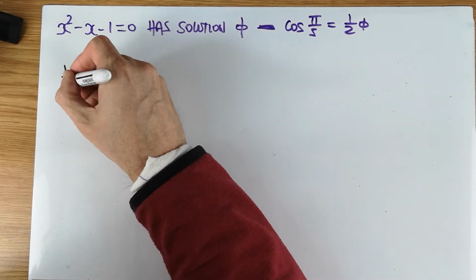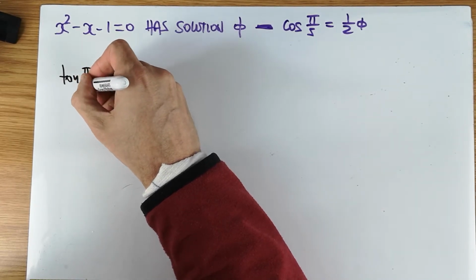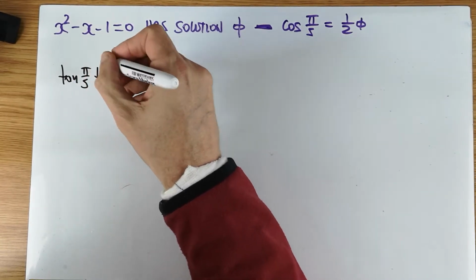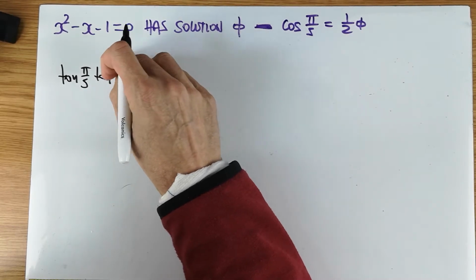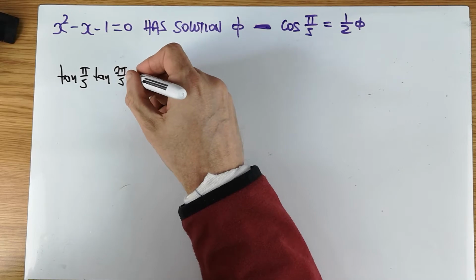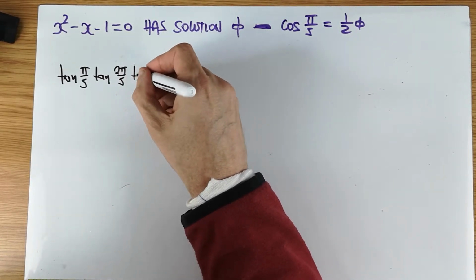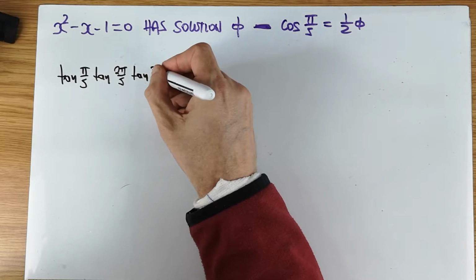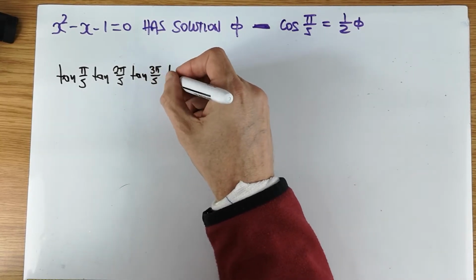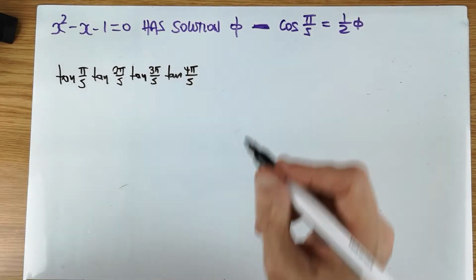So tan of pi over 5, tan of 2 pi over 5, tan of 3 pi over 5, tan of 4 pi over 5, that should turn out to be 5.